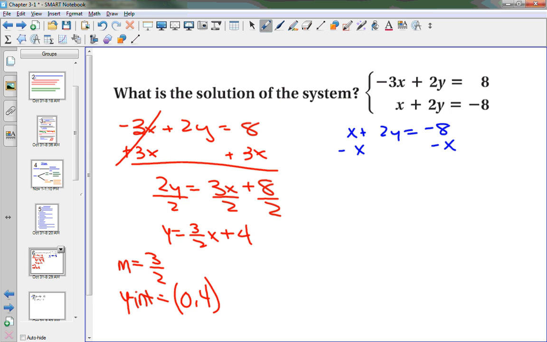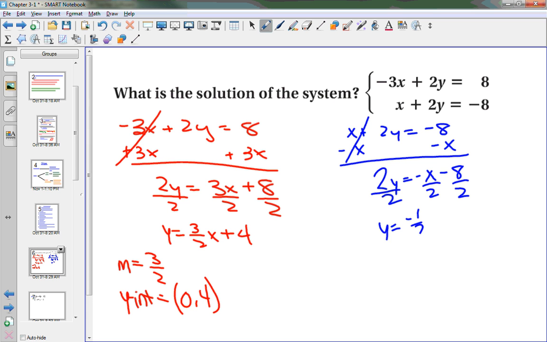Subtract x. 2y is equal to negative x minus 8. Now what? Divide each term by 2. Why am I dividing each term? So my slope falls out to give me negative 1/2 x minus 4. So now what is my slope here? Negative 1/2. And what is my y-intercept? 0, negative 4. Now remember, I told you that we're going to be comparing our slopes first.